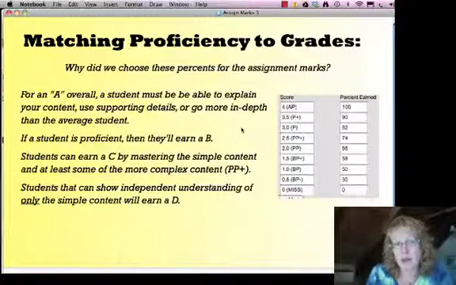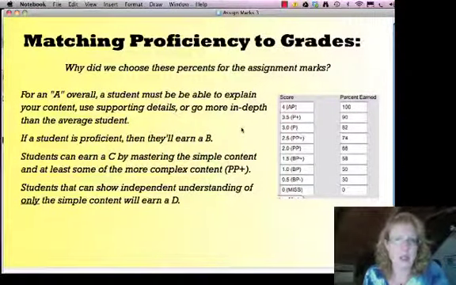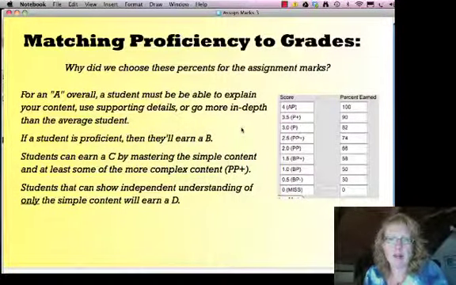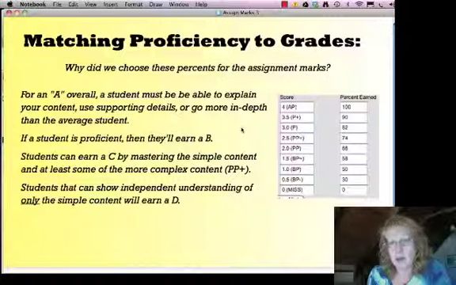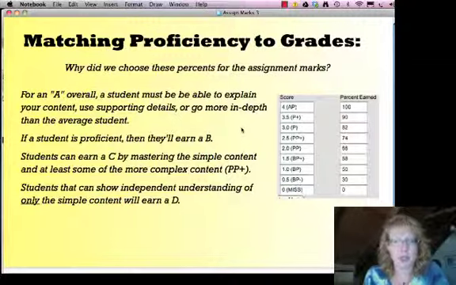Moving on a little bit in terms of how these convert into grades. That assignment marks thing that you did is a grade converter in a sense. It's a way of assigning point values to proficiency scores. It's not perfect, not at all, and there's definitely room for flexibility and discussion on your part over what these percent earns are going to be.